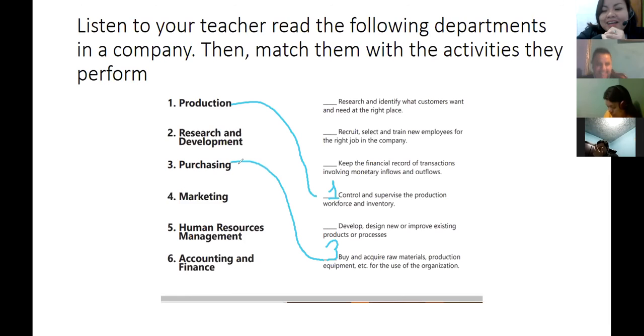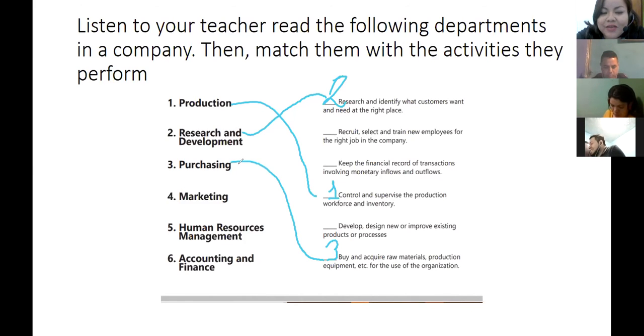Okay. Very good. Now, Walter, give me another answer. Research and identify what customer want and need at the right place. Este es research and development. Research and development is this, number two. Is that correct? Yes. No.